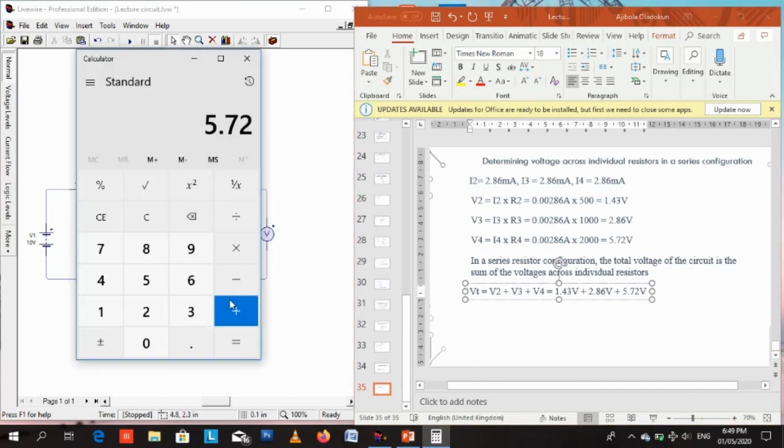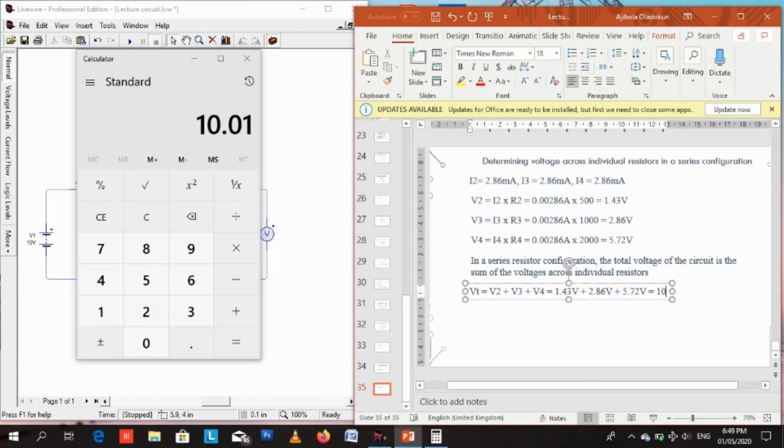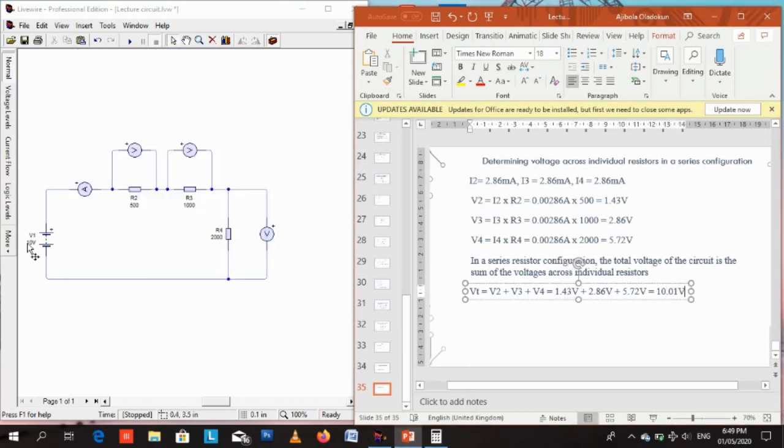Let's add them together: 5.72 volts plus 2.86 volts plus 1.43 volts. That's 10.01 volts, so approximately 10 volts basically. Now remember, look at this, this is 10 volts here. This is a 10 volt battery.